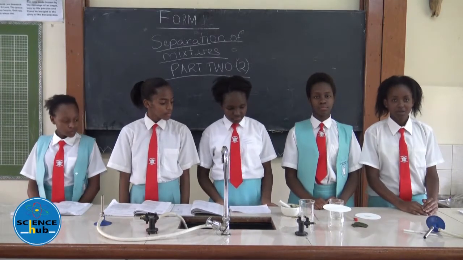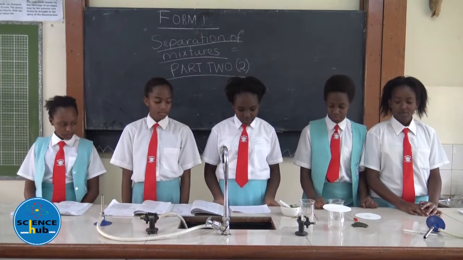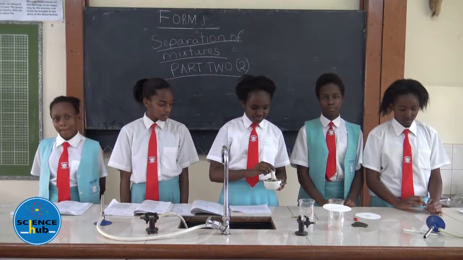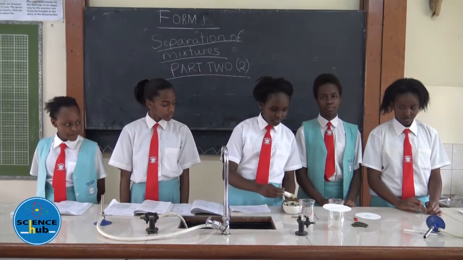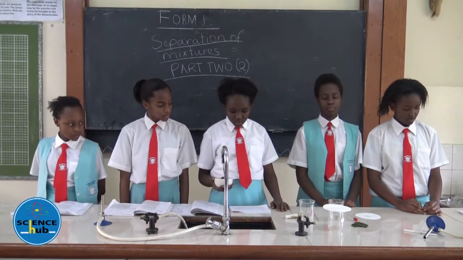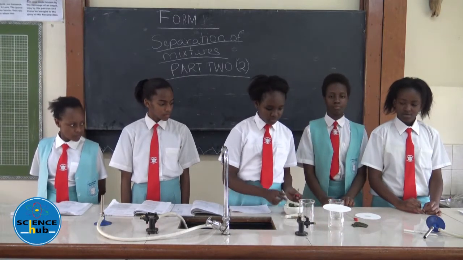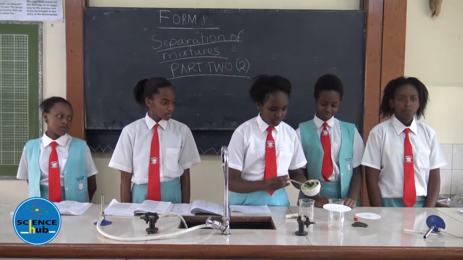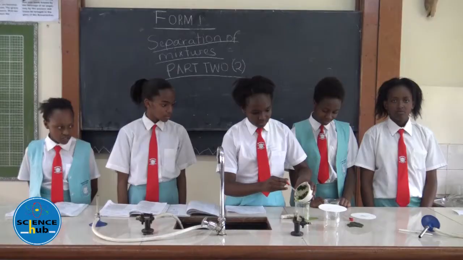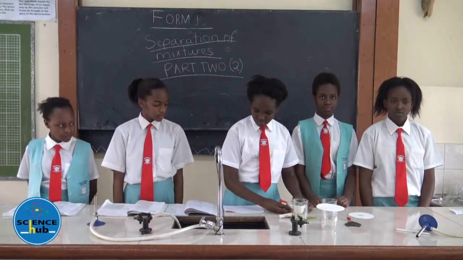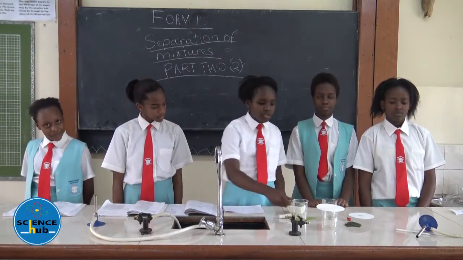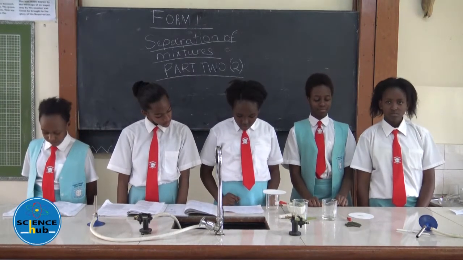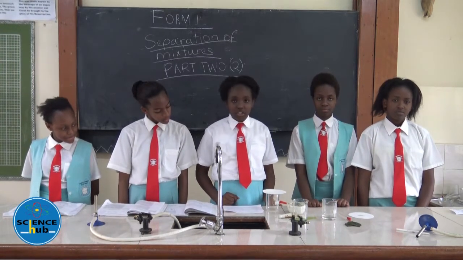Now, I hand it over to Florence, who's going to show us the procedure I'm going to follow. Crush some leaves using a mortar and a pestle. After that, decant the extract into a beaker. Place a filter paper on top of an empty beaker. Using a dropper, add 2 or 3 drops of the extract on the filter paper.